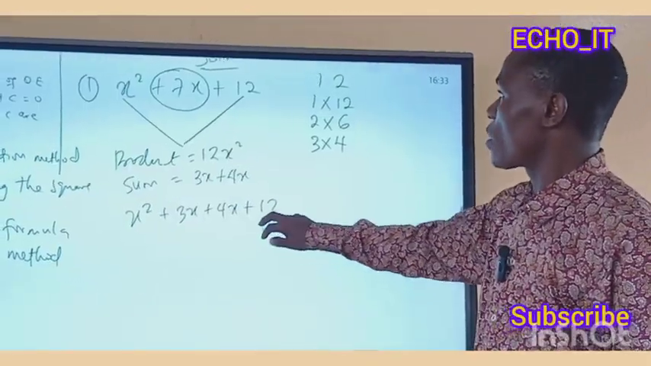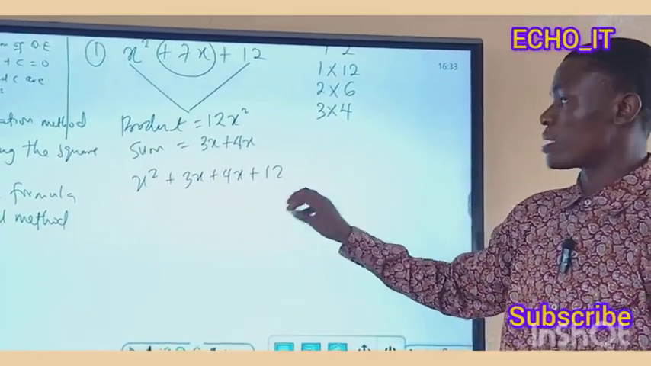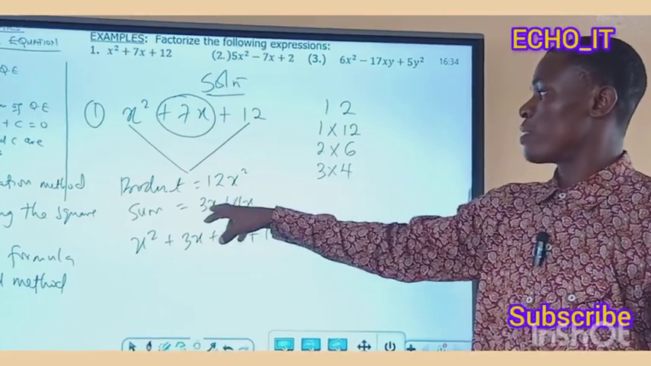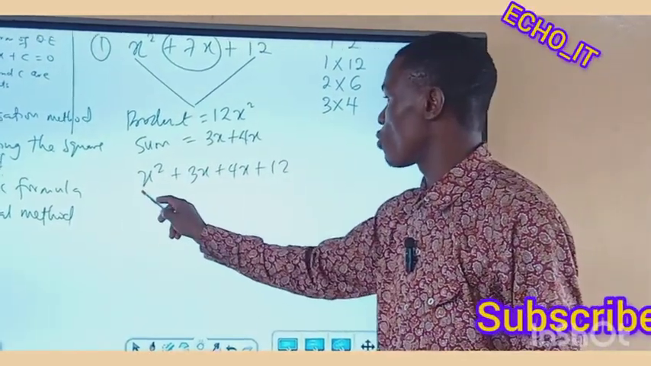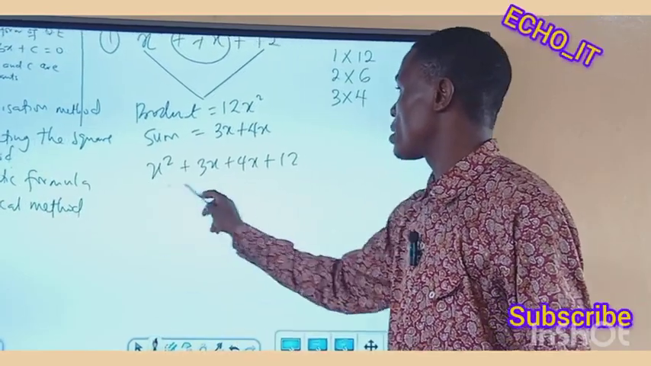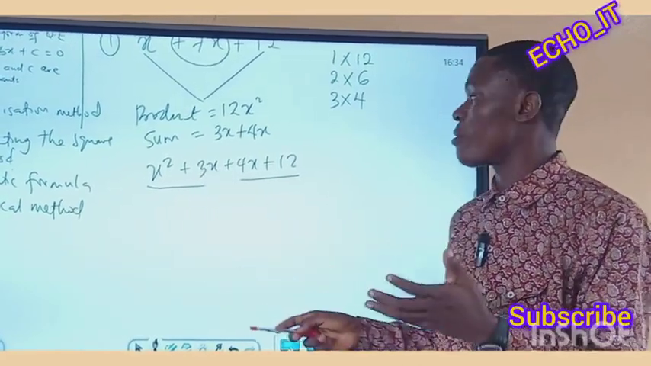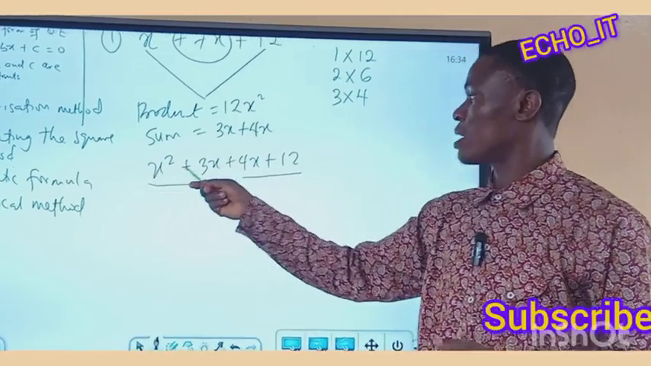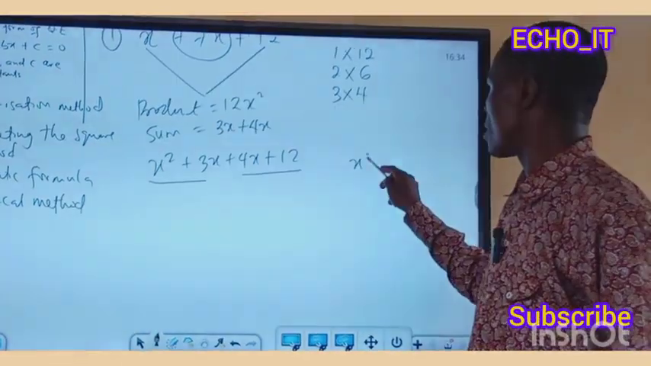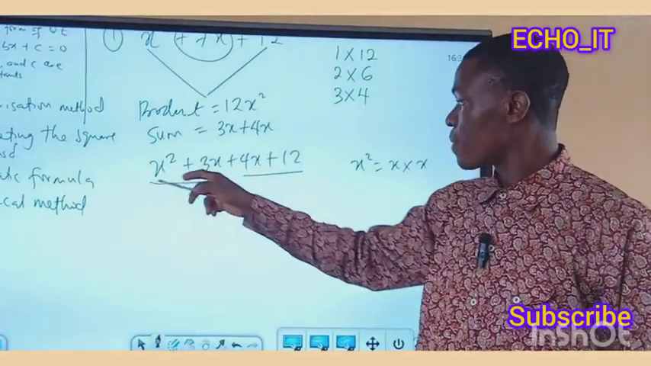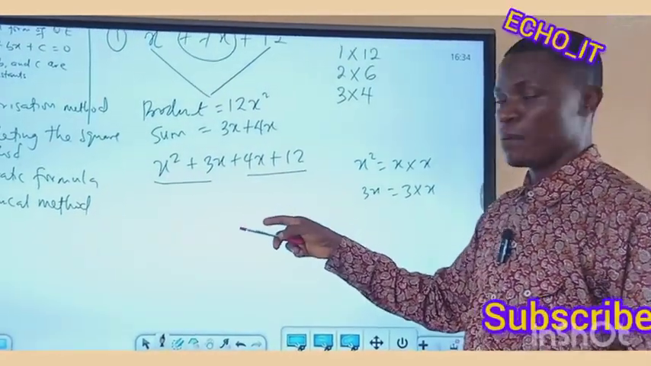Right, so we're going to continue with that. We have x squared plus 3x plus 4x plus 12. I replaced plus 7x with these two terms. Now we have 4 terms: 1, 2, 3, 4. So you pair them. Combine these 2 and look for the highest common factor. The highest one is x. x can be found here because x squared is the same thing as x times x, and 3x is the same thing as 3 times x. There is no other term that you can factor out.